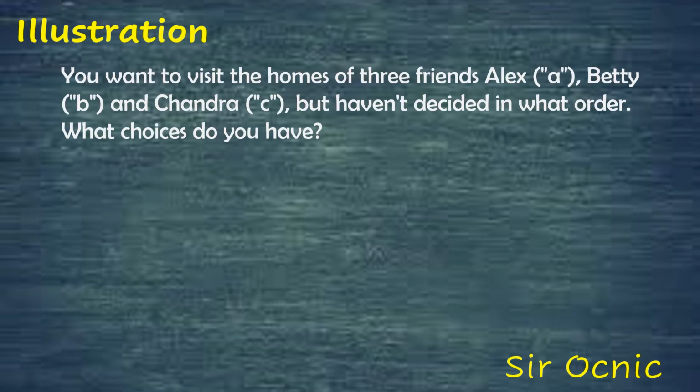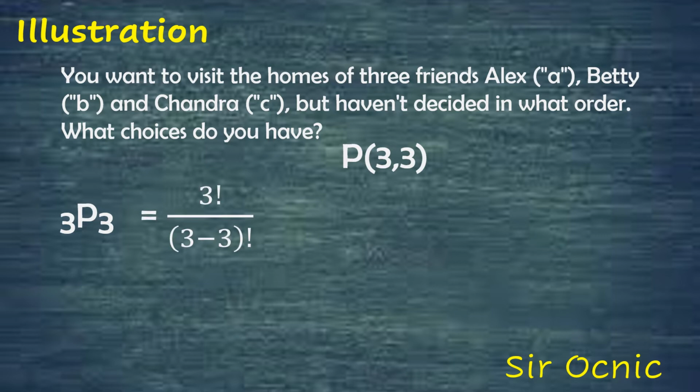Let us go back to our first problem. Since you want to visit the homes of 3 friends, namely Alex, Betty, and Chandra, but haven't decided in what order, what choices do you have? This one may be represented by P(3,3), which means the permutation of 3 taken 3 at a time. We have 3 options and you're going to visit these 3 options. So that is permutation of 3 taken 3 at a time.